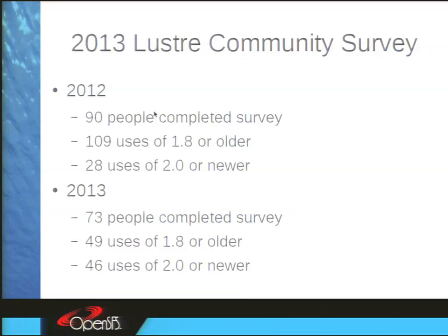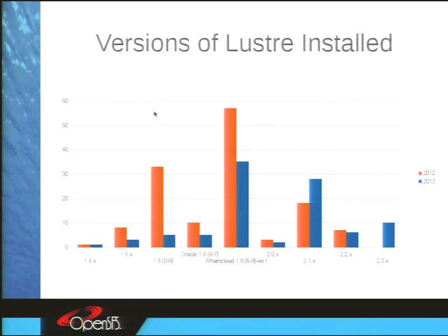In 2013, you can see it's much more even. The use of 1.8 is clearly dropping, and 2.0 and newer is certainly taking off. Here's in more detail a graph of the usage of various versions. You can see in 2012, 1.8 was by far the most dominant version in use, not very much 2.1 usage. But in 2013, recent 1.8 releases and the 2.1 releases are the most common in use. And we're starting to see some usage of 2.3 taking off too.